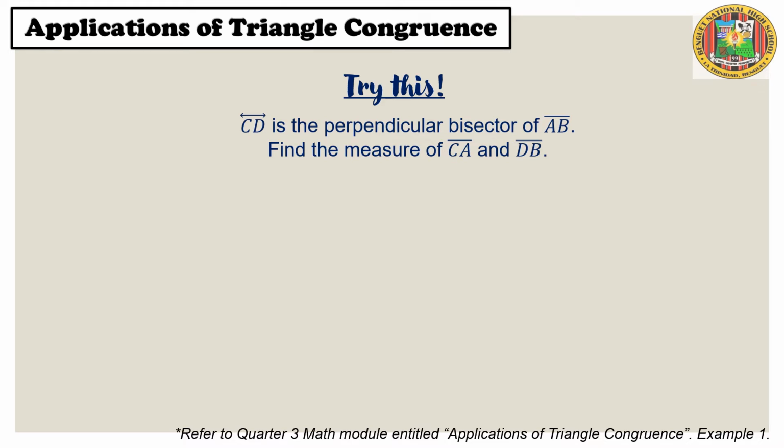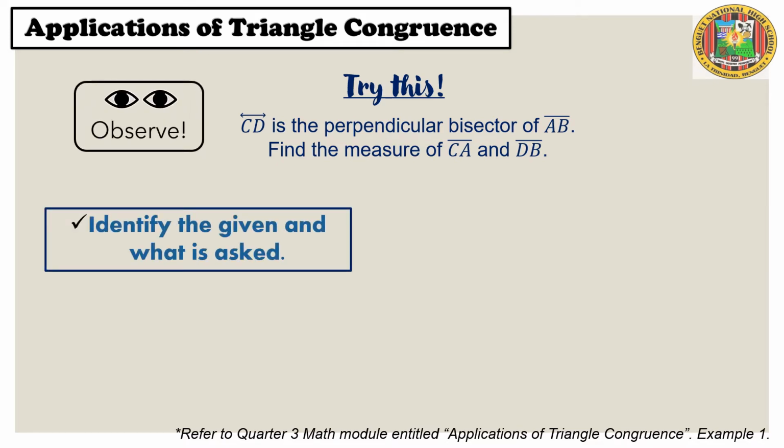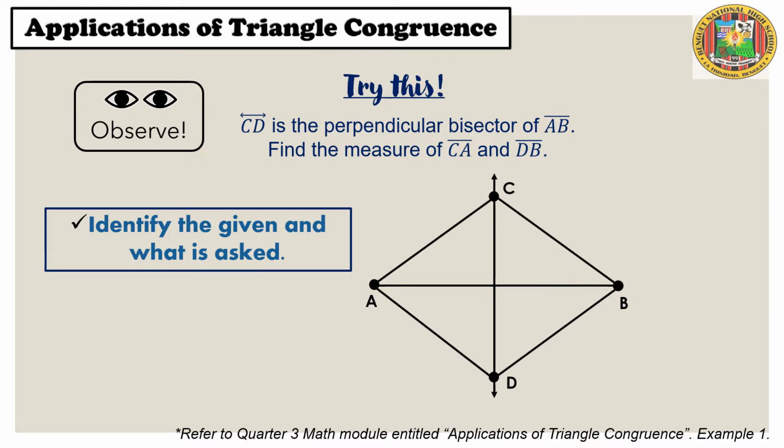We begin by observing the problem. First, let us identify the given and what is asked. We are given segment AB, which is bisected by line CD. We connect the endpoints to form line segments, where segment CB measures 5 units and segment DA measures 6 units. We are going to solve for the measure of segment CA and segment DB.